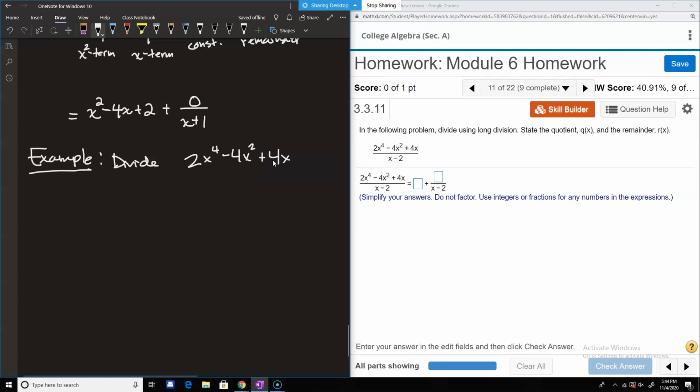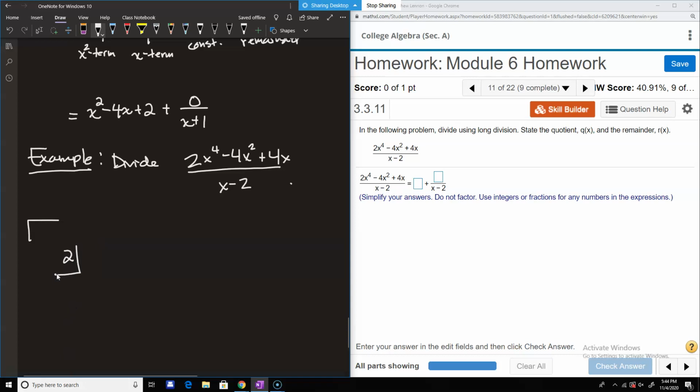Okay, so this one is a little more interesting in the sense that we have some terms missing. So how do we deal with missing terms? Well, the number on the bottom is still the same, right? X minus 2 happens to correspond to the number 2. That's the 0. So we're going to plug that in.